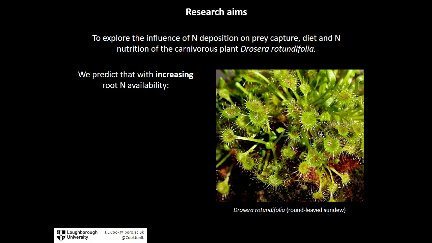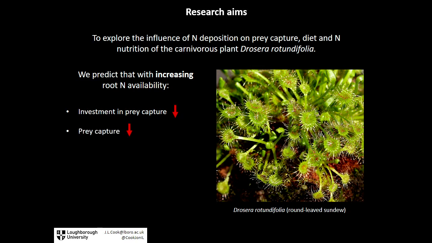How does Drosera rotundifolia, which is here, this plant has all sticky leaves, trichomes, how does the nutrition of this plant respond to nitrogen deposition? She looked at lots of different parts. In the past some people like me have looked in a very basic way at how much nitrogen they contain when they're on sites with lots of nitrogen deposition, and where they get the nitrogen from, which is looking at a lot more detail. And so she was looking at investment in prey capture, so she measured how sticky the leaves were. The stickier they are, the more costly that is, the more likely they are to catch prey.